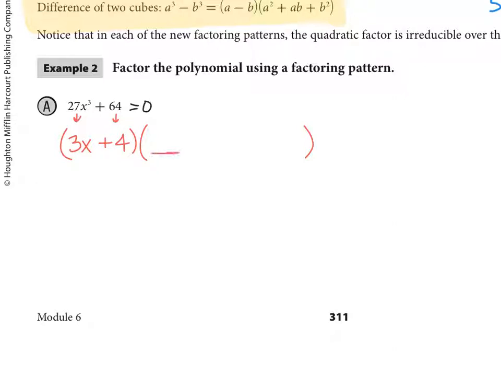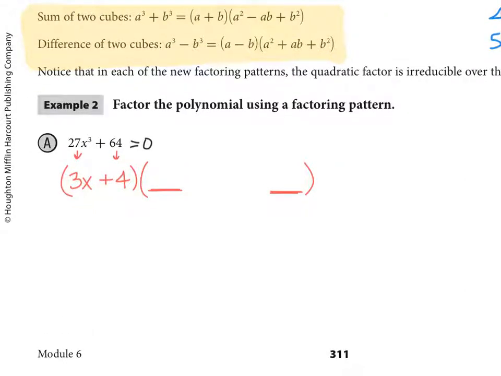All right, you're going to square the first number and square the last number, which is exactly what your pattern says up there at the top if you read it. Like it's telling you to take this number and square it. Take this last number and square it. So I'm going to do that. 3x squared gives me 9x squared. And then plus 4 squared is going to give me plus 16.